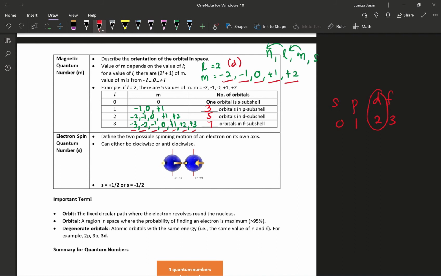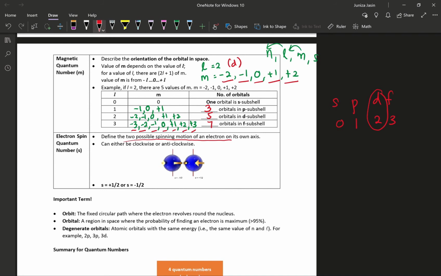Okay, and then last one, electron spin quantum number. Okay, so for electron spin quantum number, spin ni senang je, dia senang macam n, tapi dia bukan macam n. Okay, spin dia untuk define two possible spinning motions of electron on its own axis. So maksudnya elektron tu dia berada pada paksi kan. Elektron tu sebenarnya berpusing. It can be either clockwise or anti-clockwise dia punya spinning motion dia. Okay, so there are 2 values of s.